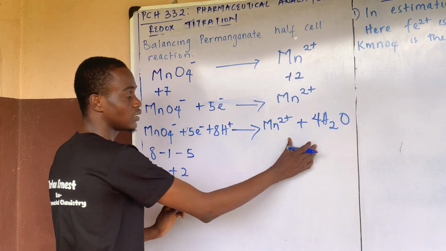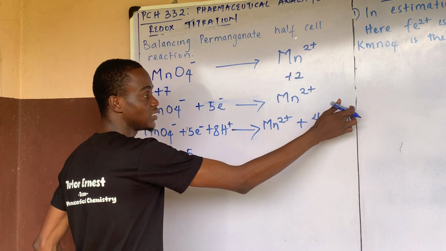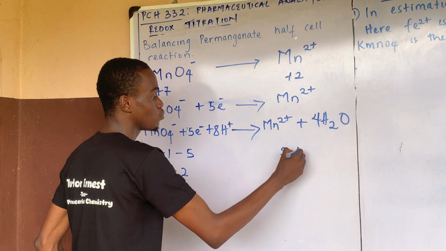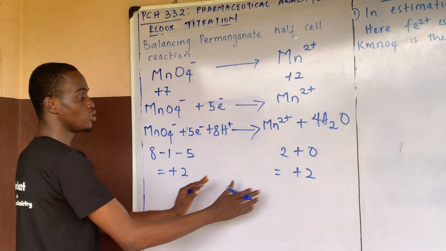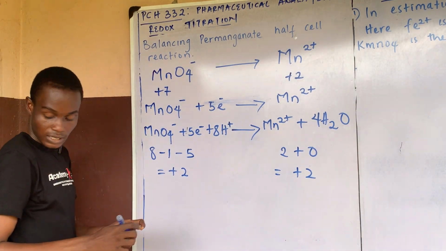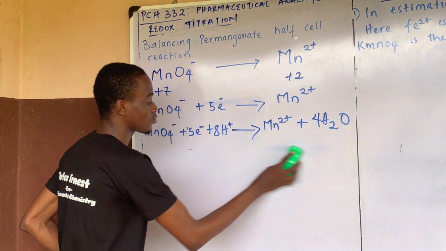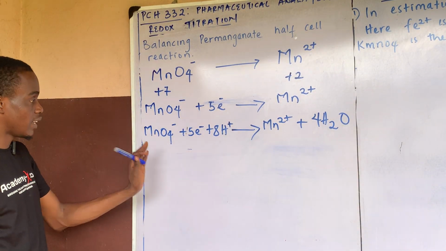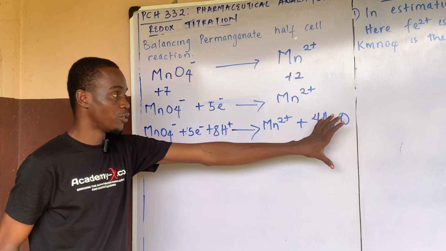What about the product part? Does it match? Here we have nothing, there's no ion here, that's 0. And we have 2 plus here, so 2 plus 0 equals plus 2, indicating that both the reactant part and the product part are balanced. This tells us that this reaction is a balanced one. We've balanced it in the half cell notation.